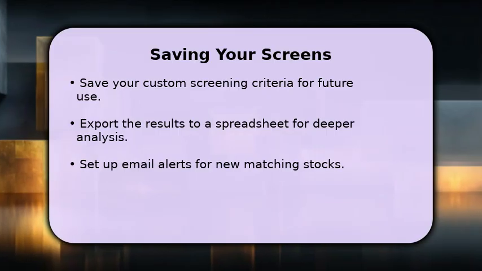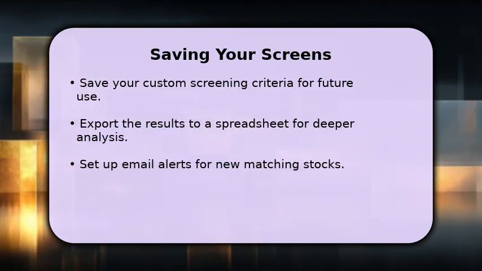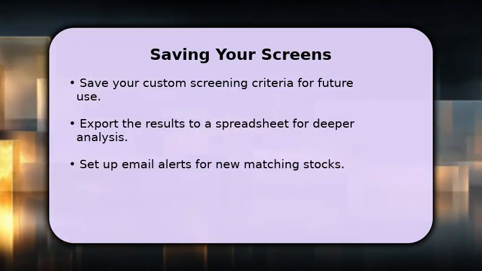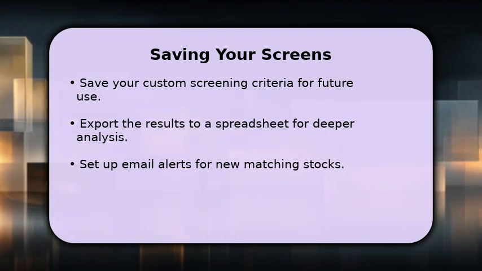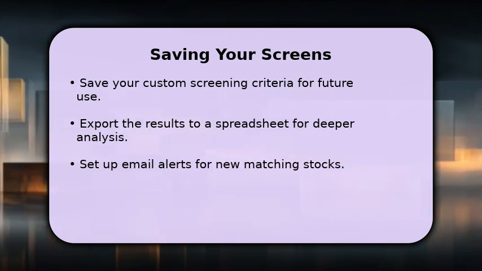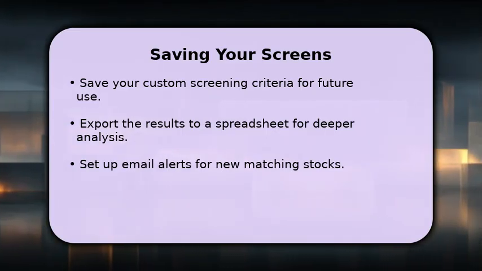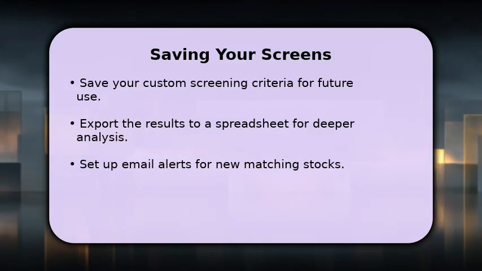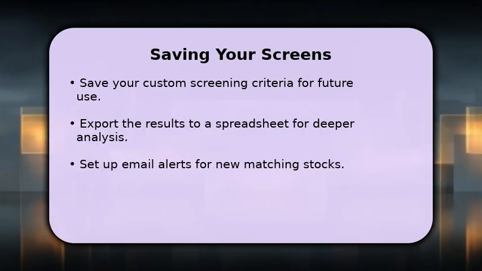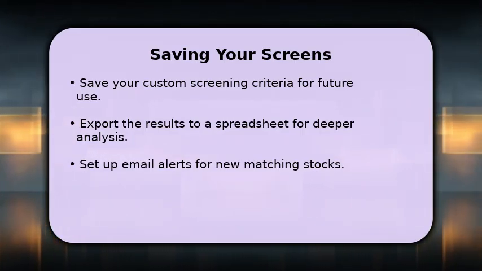Simply click the Save Screen button and give your criteria a name. You can also export your results to a CSV file for further analysis in a spreadsheet program. Additionally, consider setting up email alerts to be notified when new stocks meet your saved screening parameters, keeping you updated effortlessly.